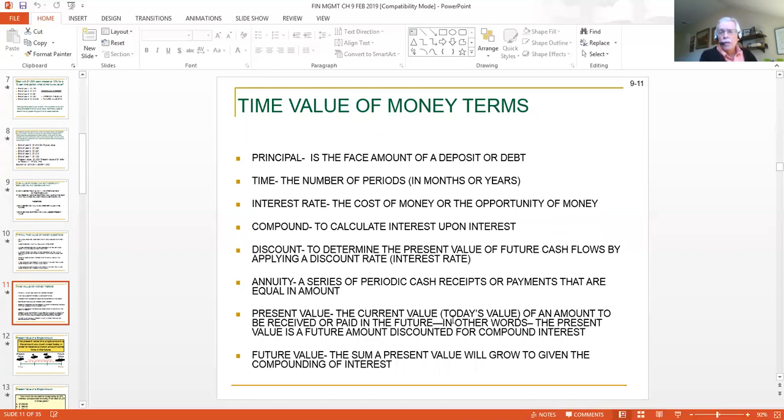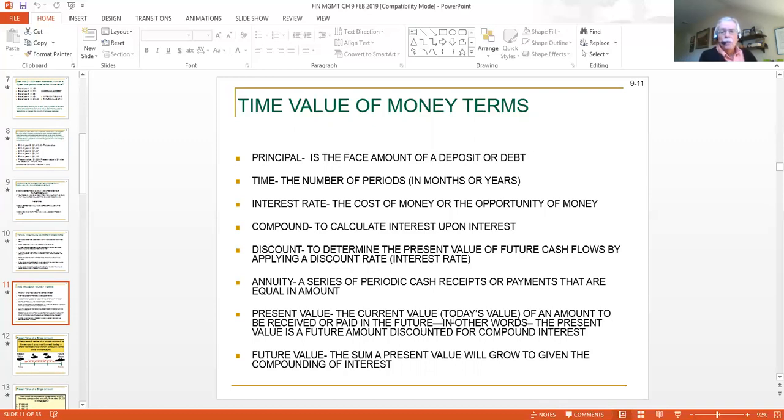The interest rate, that's the compounding factor. If we're borrowing, it's the cost of money. If we're investing, it's our opportunity to grow the money. Compounding is to calculate interest upon interest.